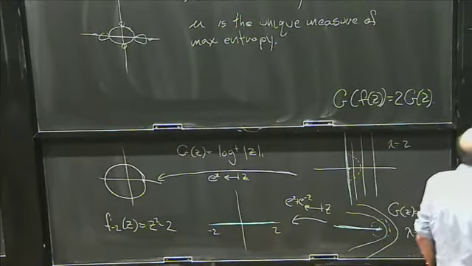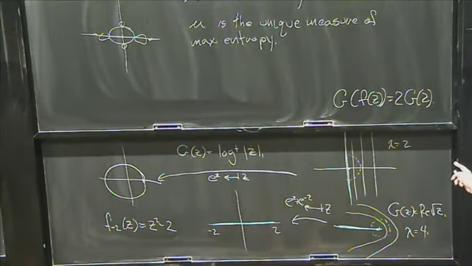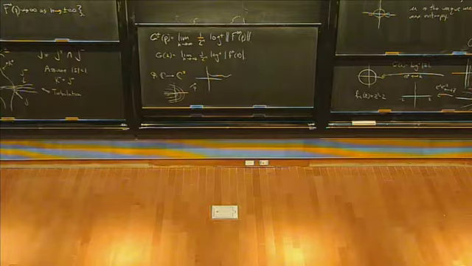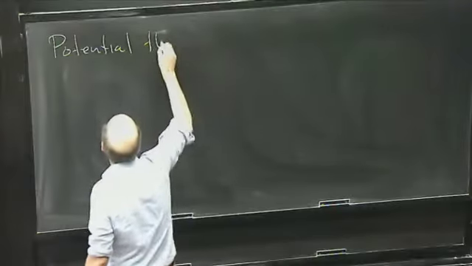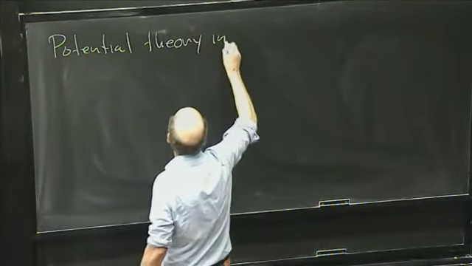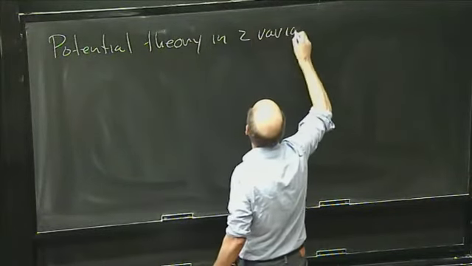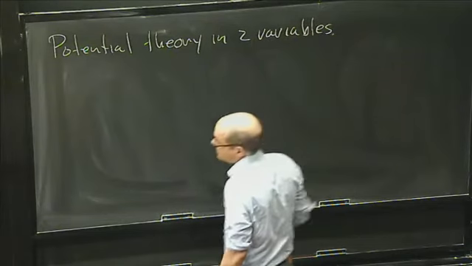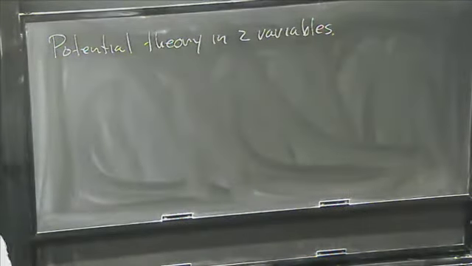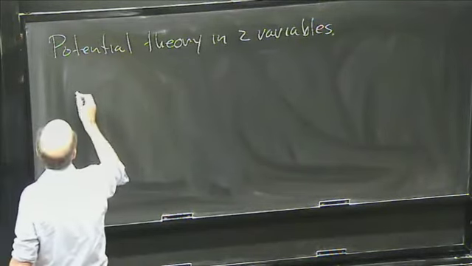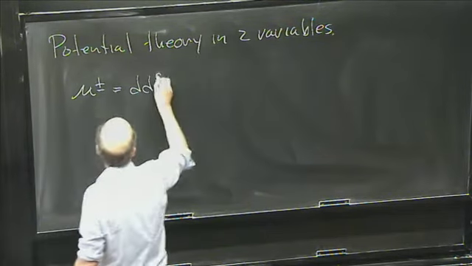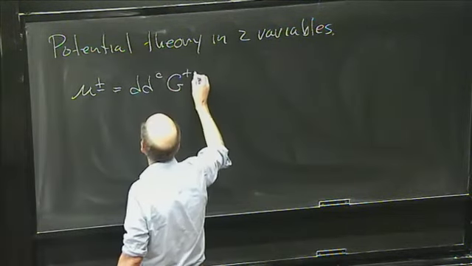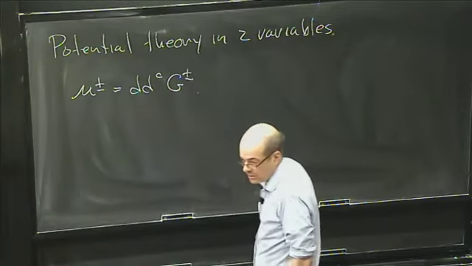So potential theory. Maybe I shouldn't write over. Maybe I'm okay. Oh, okay, you'll let me know. Okay, so potential theory in two variables. Here we want to write mu plus and mu minus as d d^c of g plus and g minus. Okay, so what do we get?